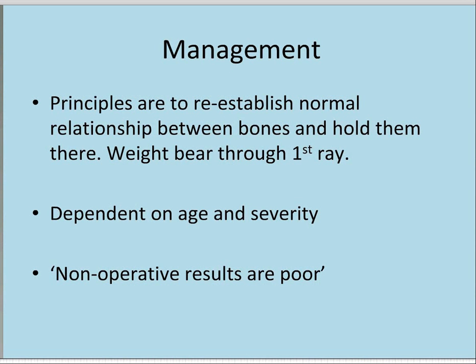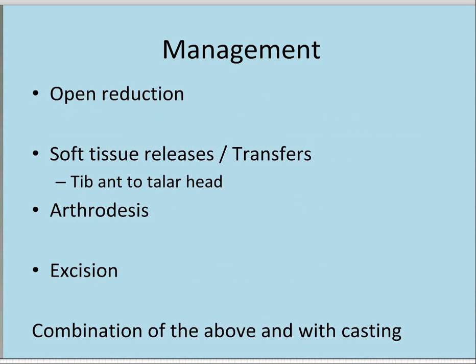So yes, you can look at these things depending on the different stages the kid's at, how old they are, and how severe the deformity is. Arbe's already covered a lot of this earlier on. So open reduction of the joint, soft tissue releases, transfers, often tibialis anterior to the talar head, and these are essentially for quite late cases, plus arthrodesis and also talectomies. And often these are applied with a combination of casting.